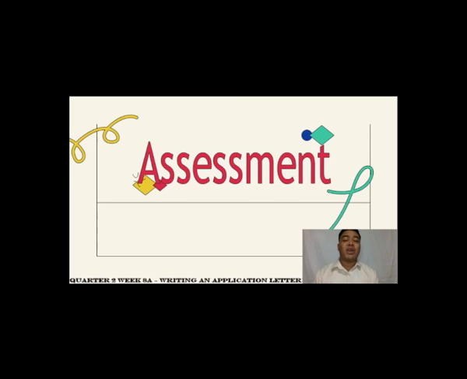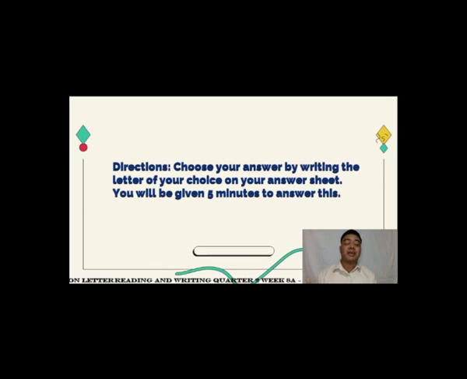On this part, we will check how far you have learned when it comes to writing an employment application letter, when it comes to the essentials of writing an employment application letter. Okay, directions. Prepare your answer sheet, okay? Now, choose your answer by writing the letter of your choice on your answer sheet. You will be given 5 minutes to answer this assessment.